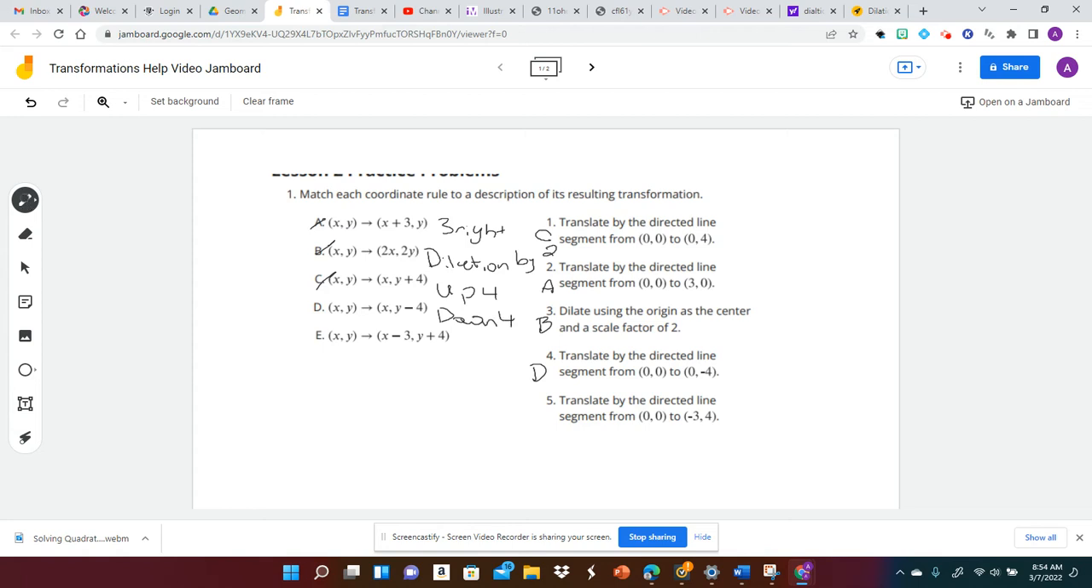Here, x minus 3, that moves left 3, and up 4. So here, I move 3 spots to the left and up 4. So that is E.